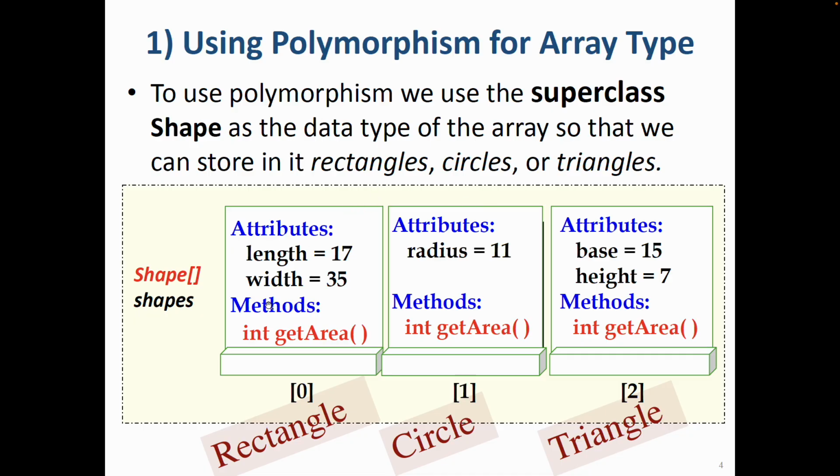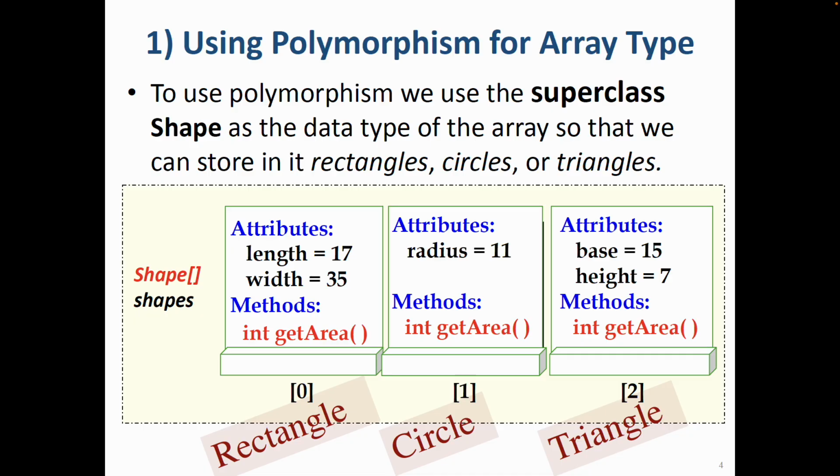You might think of this as my e-commerce basket example also. It's also the same way. Now, since these are all shape objects, all of them have a get area function, but they might have different attributes.